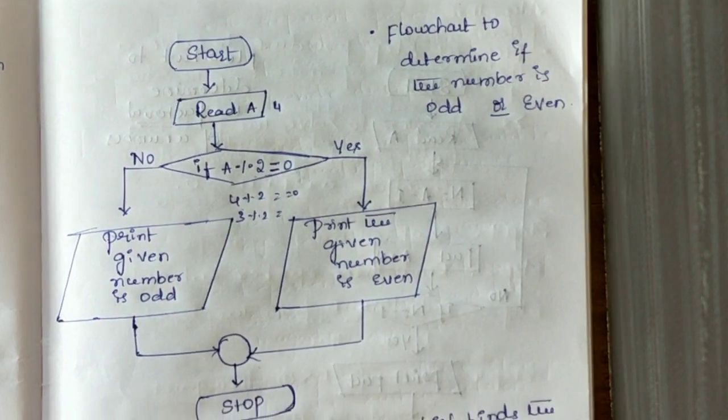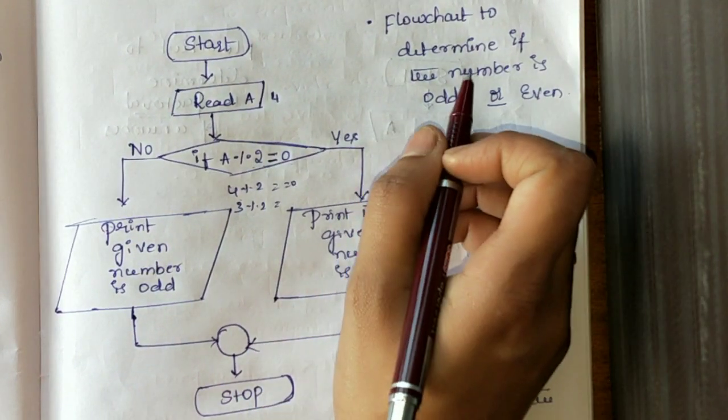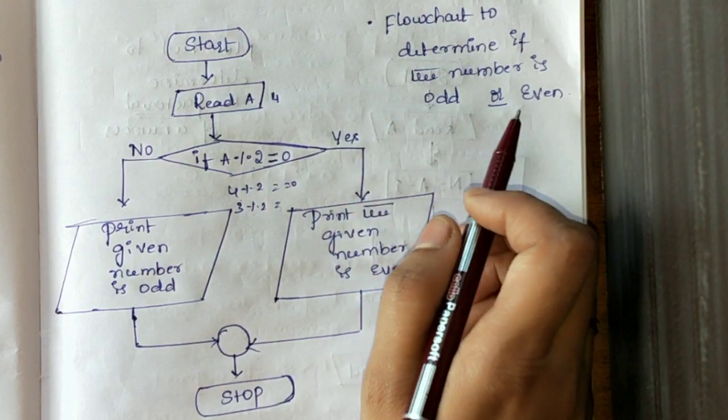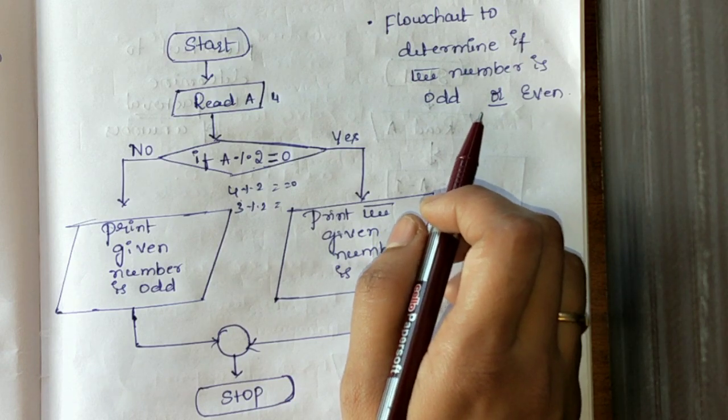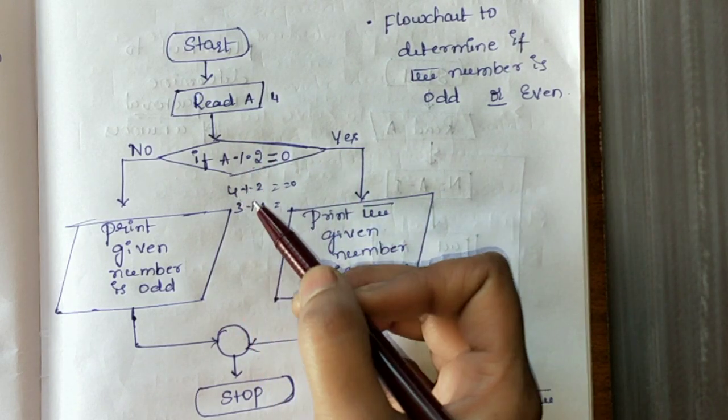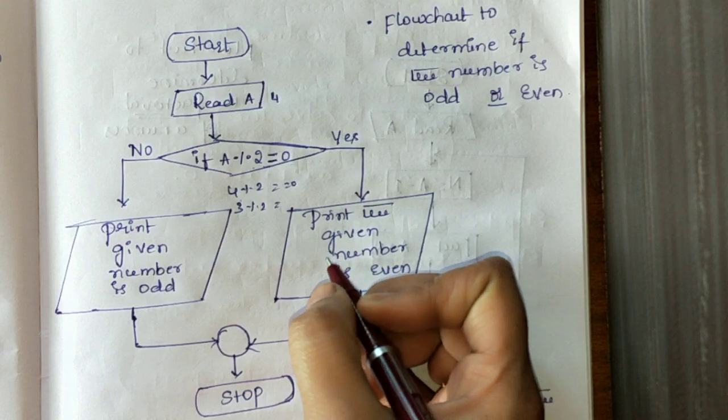Likewise, you can solve the problem of determining whether the given number is positive or negative. That is also going to work the same way. Only one condition you should put, and then you should decide whether the given number is positive or negative.